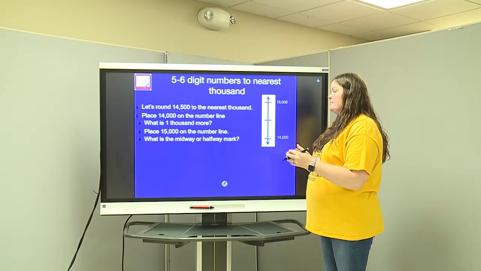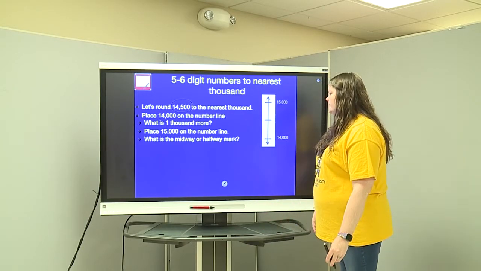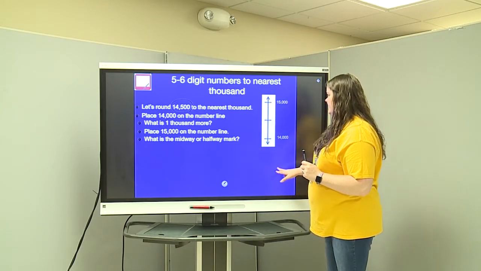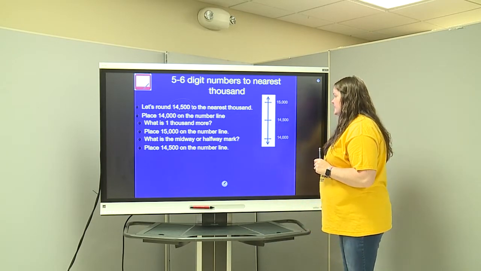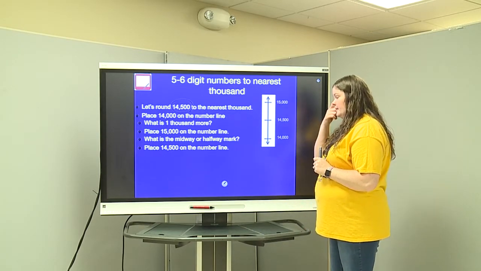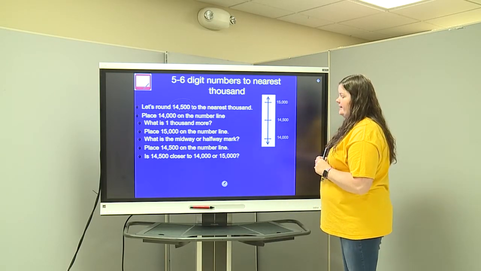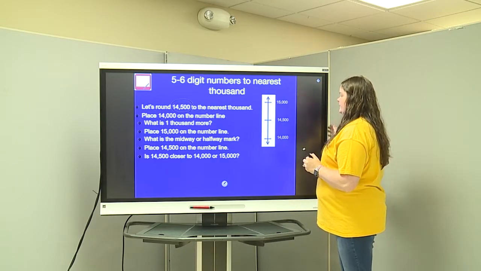And then it says, what is the midway or halfway mark? So we need to figure out what goes in between 14,000 and 15,000. Well, that midpoint would be 14,500. All right, let's keep going. Then it says, is 14,500 closer to the 14,000 or the 15,000?